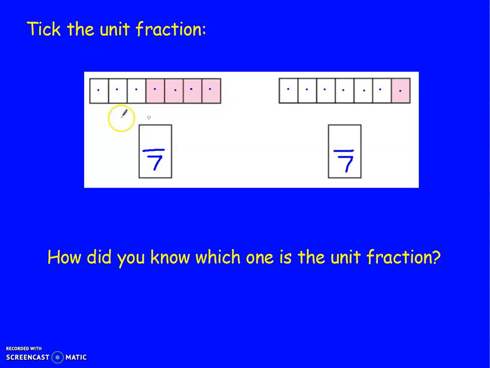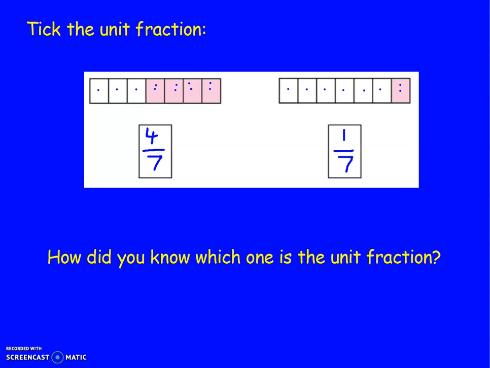Okay, let's have a look at this one. How many are shaded? 1, 2, 3, 4. Okay, so that is going to go at the top of our fraction. 4 is our numerator. So 4 out of 7 of the shapes are shaded. Let's have a look at this one. How many are shaded on this one? 1. We've got 1 shaded. Okay, so 1 out of 7 of the shapes are shaded.